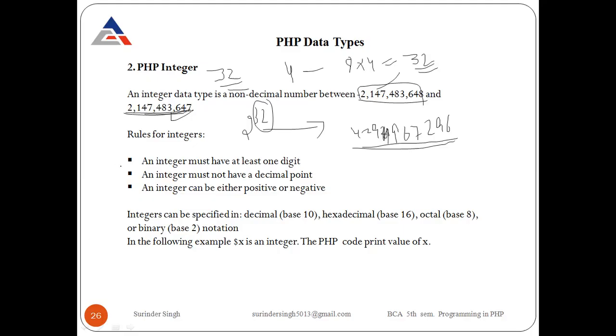And there are some rules for the integer data type: an integer must have at least 1 digit, an integer must not have a decimal point, obviously integral values without decimals, and an integer value can be positive or negative. Clear? And integers can be specified in decimals. Clear?